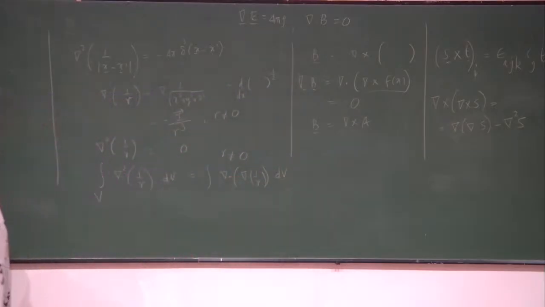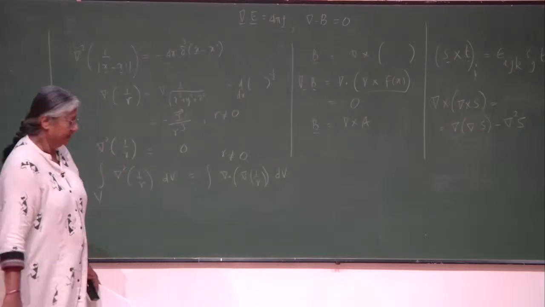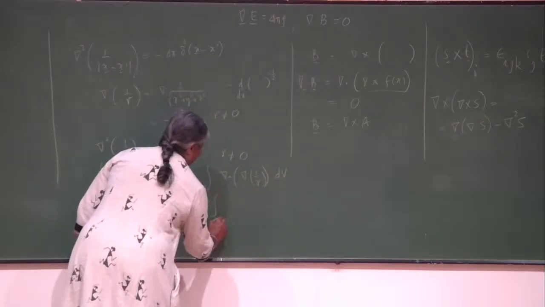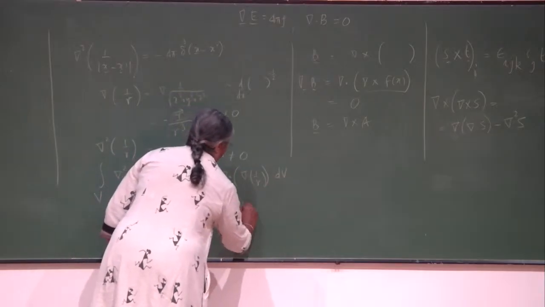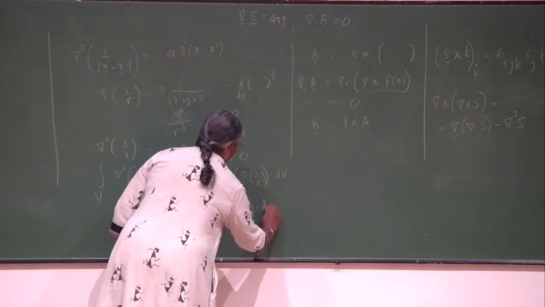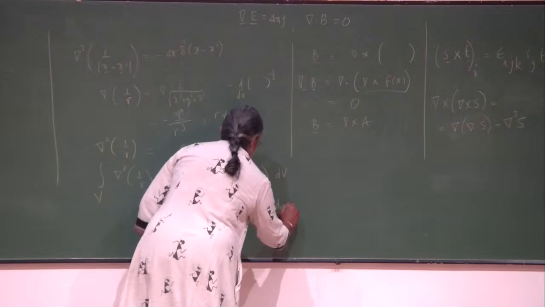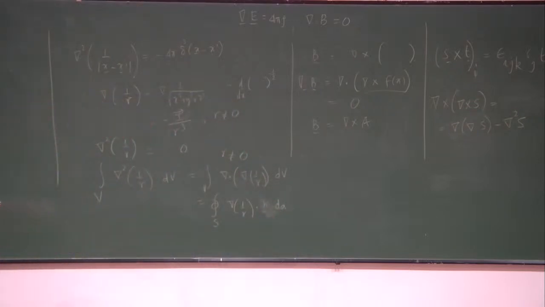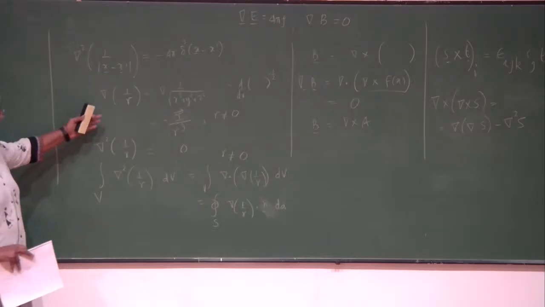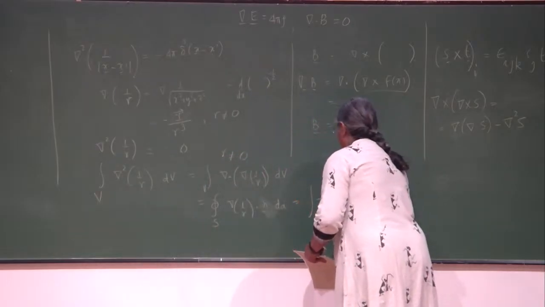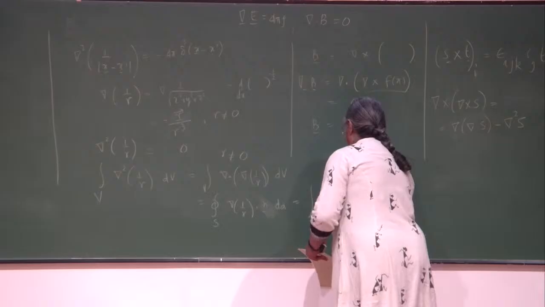Now I have rubbed it out, but you know that the integral over volume of del dot f can be written as the integral of f dot n dA, right. So this will be the integral over the surface of del of 1 by r dot n dA, I have been using dot n dA. But what is del of 1 by r? Here it is minus r by r cubed, right? That is equal to minus r by r cubed dot n dA.